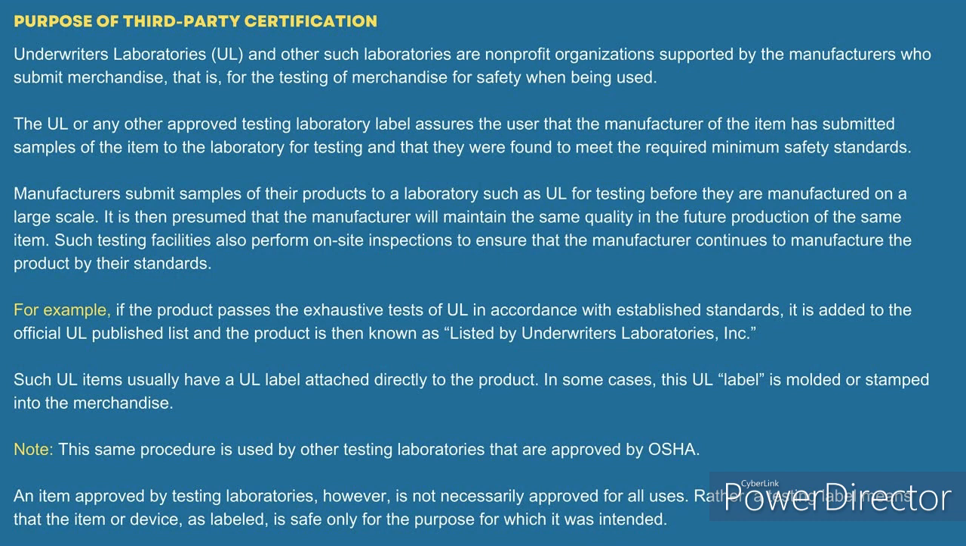Now, I want to go down. I'm going to skip the next paragraph because it just gets into the manufacturing process. But there's a "for example" that ties that in. And it tells you if the product passes, now this is important, the exhaustive test of UL in accordance with established standards, it is added to the official UL published list, and the product is then known as what? Listed by Underwriters Laboratories. Yep. Now, that just amazes me.